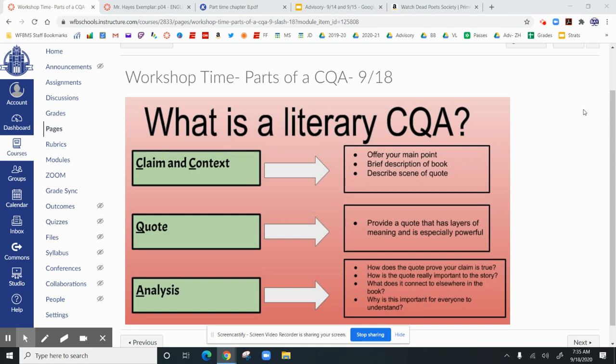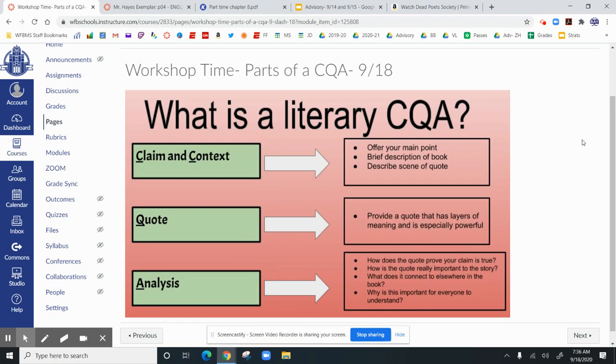So we're going to take our quote chart from yesterday and make that the basis of our CQA paragraph. This is the first slide that I have for a literary CQA, which breaks down the different parts of that CQA acronym. C stands for claim and context, Q for quote, and A for analysis. You're going to have all three, or three and a half if you count the claim as maybe a half. You're going to have all of these parts in one body paragraph today. You will indent, but this is just a one paragraph CQA for now.